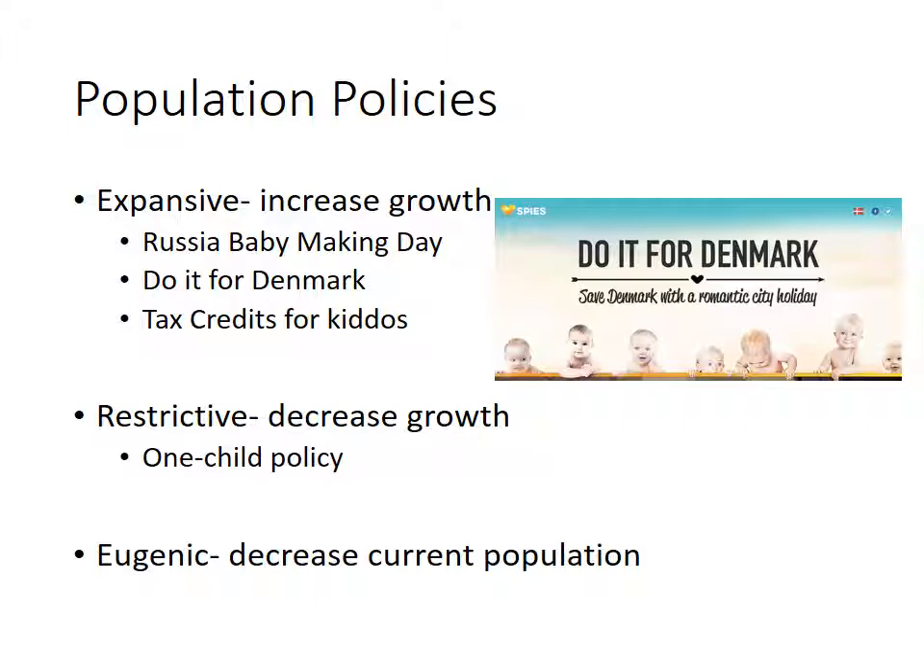And finally, there are eugenic population policies. These population policies seek to actively decrease the current population. No one likes eugenic population policies. You should think of genocides like in Rwanda or the Holocaust as an example of eugenic population policies, where the government is actually murdering or forcing members of the population to leave the country.